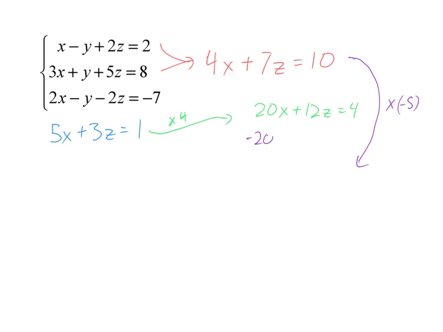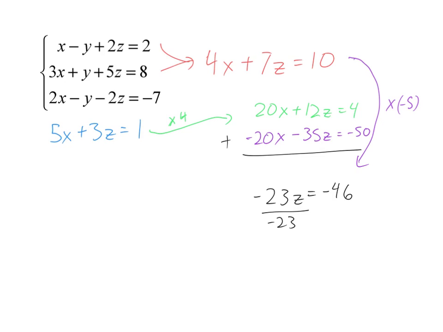So I get negative 20x minus 35z equals negative 50. Now if I add these together, negative 20 plus 20 is gone. 12 minus 35, well, that's going to be negative 23z, equals 4 minus 50, which is going to be negative 46. Now, if I divide by negative 23, divide by negative 23, z equals 2.